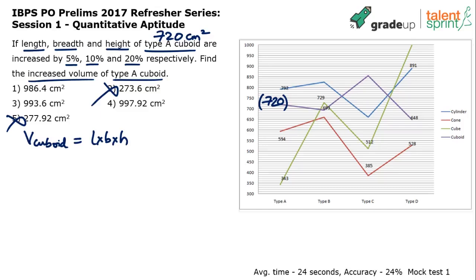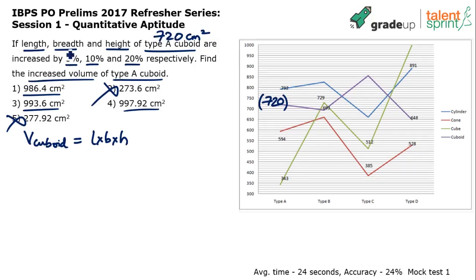Yes, in this particular case, we are stuck. All the remaining 3 options are more than 720. 986, 993, 997. All are more than 720. So we will have to do the calculation. But you should know that option 2 and option 5 are blunders. If you have marked any of these 2, then you are absolutely wrong. It cannot be 2 or 5. Now, what exactly is the answer? Let us find out. But before that, we should know what is the change in the volume. See, I know that initial volume is 720.